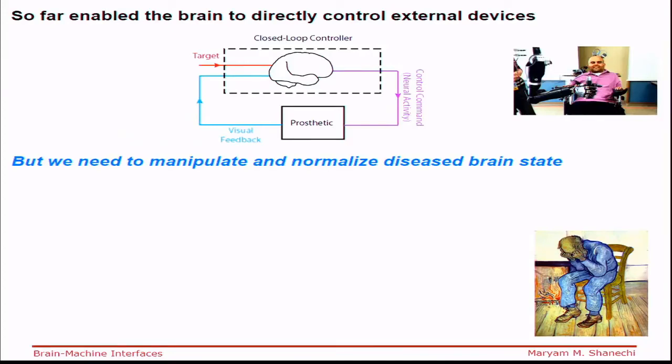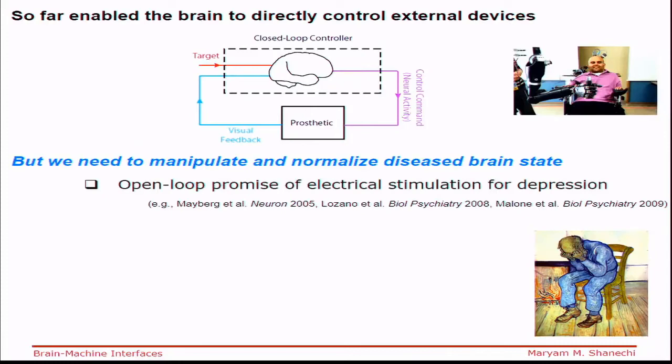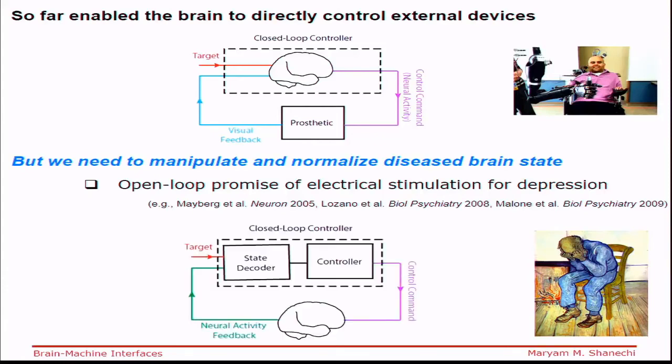So there are proof of concept demonstrations in open loop studies showing that if you electrically stimulate the brain, you can potentially alleviate depression symptoms. And this has motivated a next generation of BMIs that try to do the opposite of what I already showed you. So instead of trying to let the brain directly control an external device, now we are trying to control the state of the brain itself by developing a controller on our end.